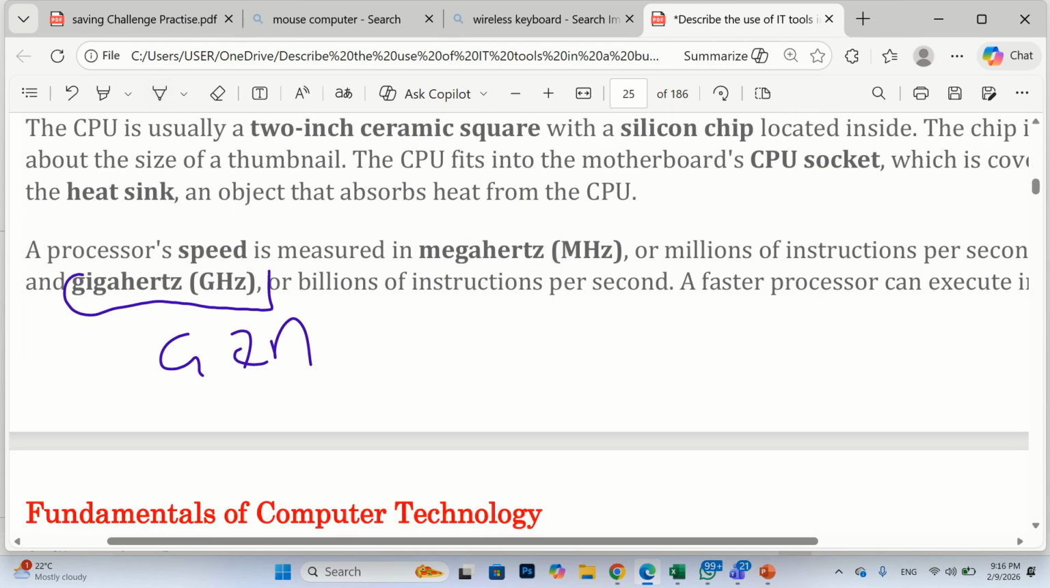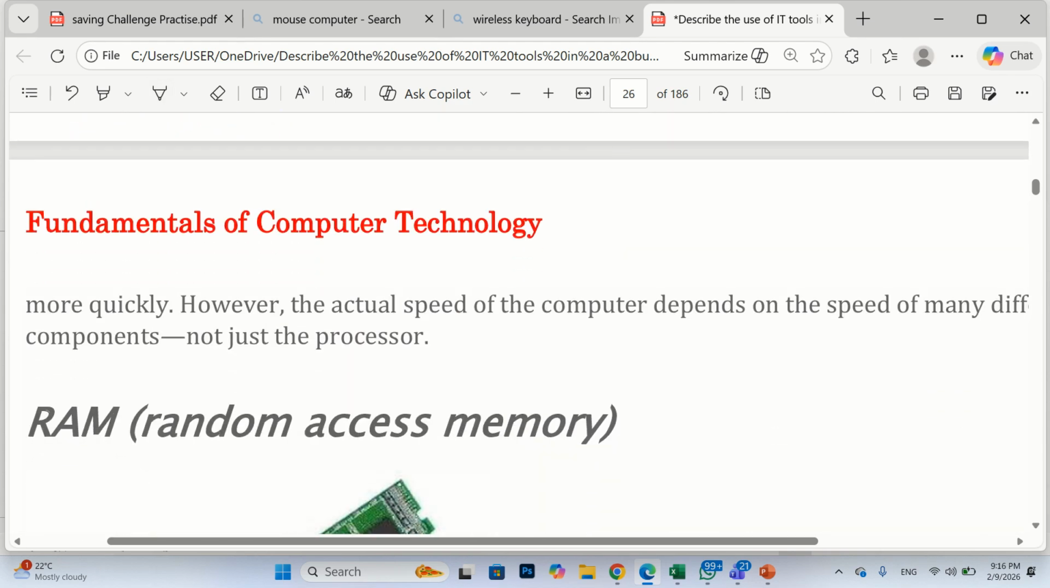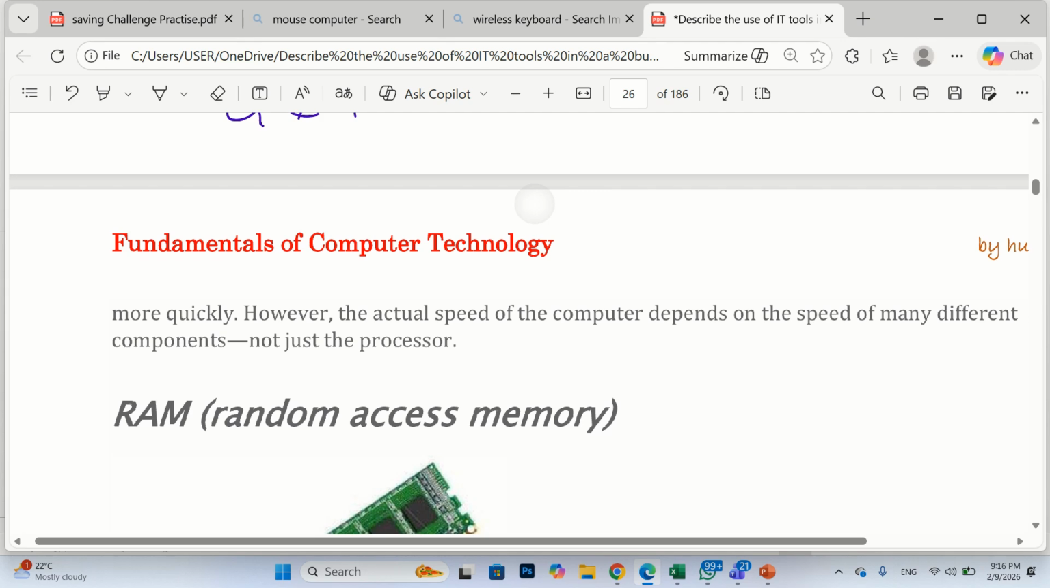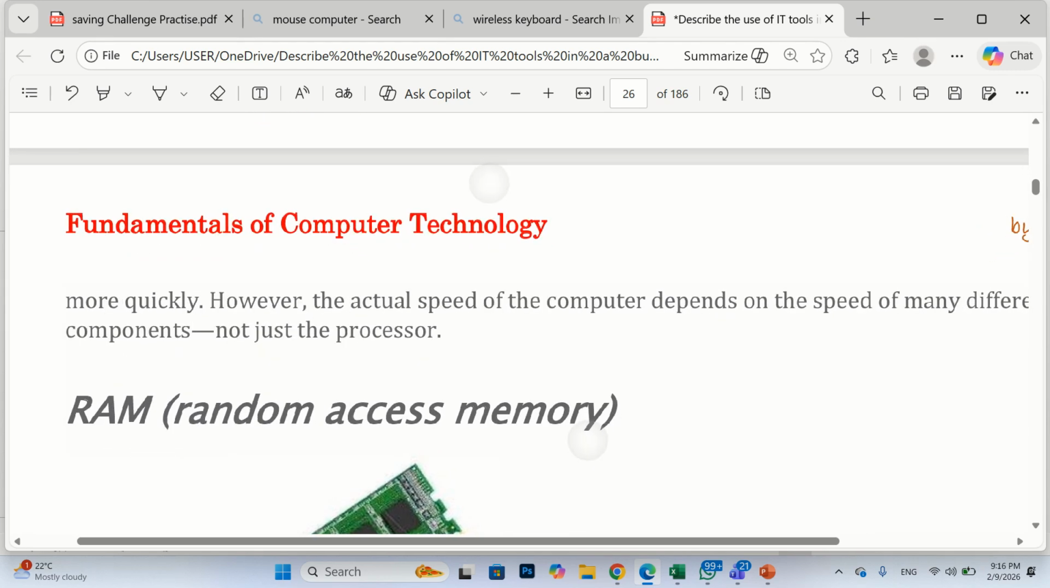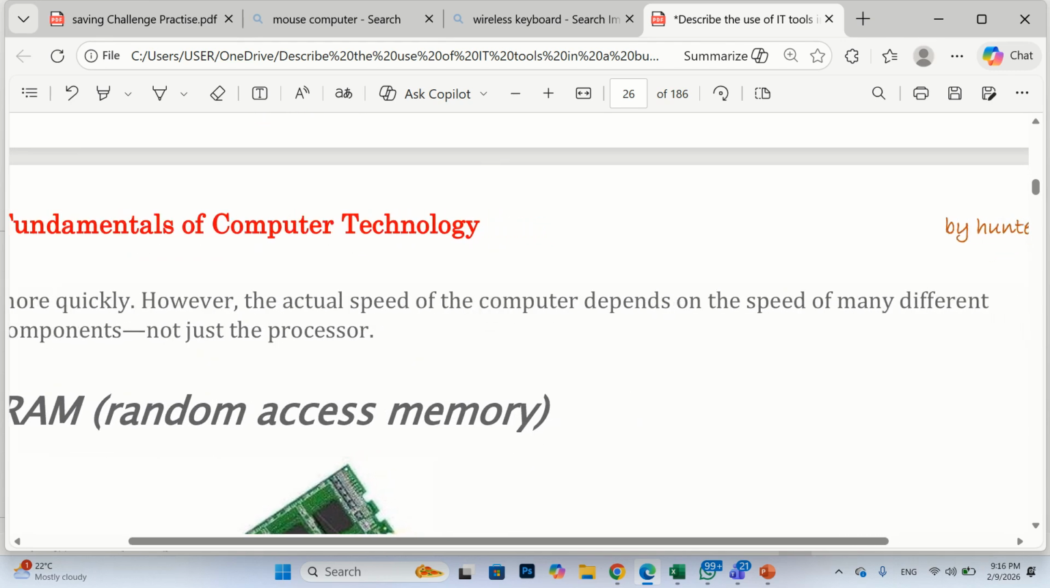The second part we said, actually here on the processor, the faster the processor, the more quickly your computer is going to be fast. Whenever the processor is powerful, it means the computer will run fast. But we said, however, the actual speed depends on many other components, not just the processor. You may have a powerful processor but a small RAM, no.